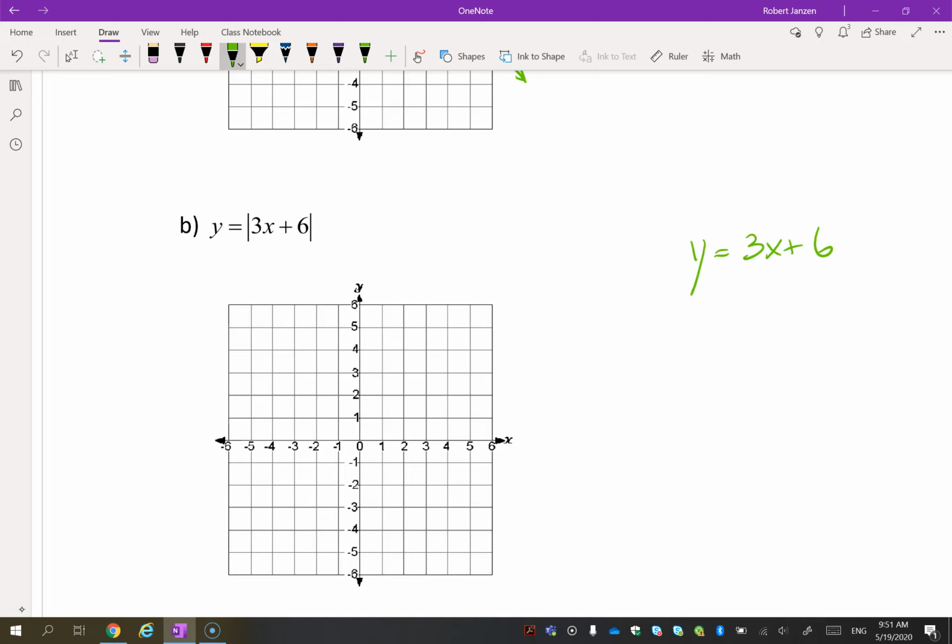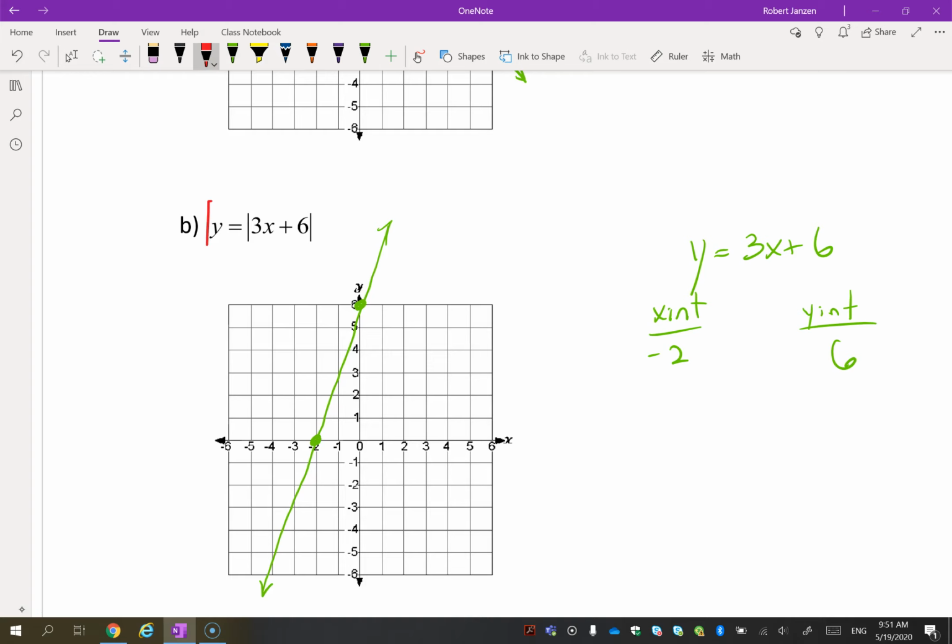So let's graph this one using the x-intercept and the y-intercept. Okay, the x-intercept, if you figure that out, is going to be negative 2. If you figure out the y-intercept, that's going to be 6. Okay, so the x-intercept is negative 2, the y-intercept is 6. And that gives us enough to graph. Like so.